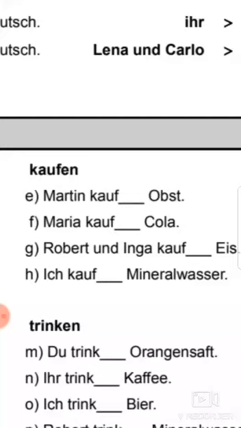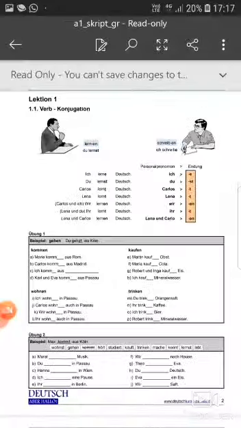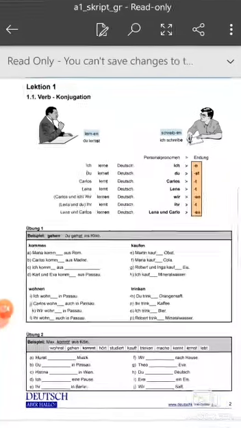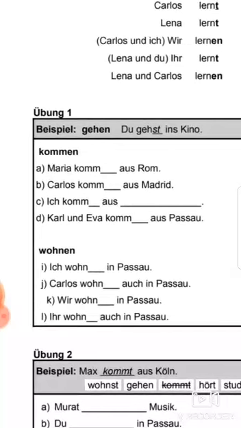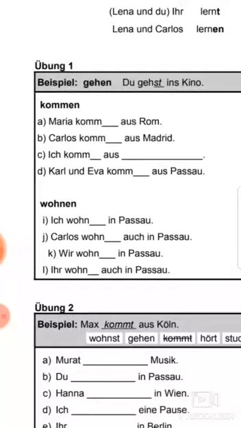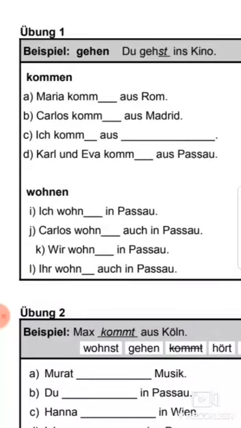Ich kaufe Mineralwasser. You will add E. There is ich, so to the verb you will add E. Ich kaufe Mineralwasser. So, the next example is wohnen, to live. Ich wohne. There is ich, so W-O-H-N, you will add E. In Passau.